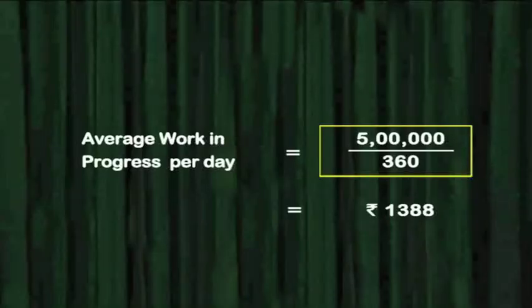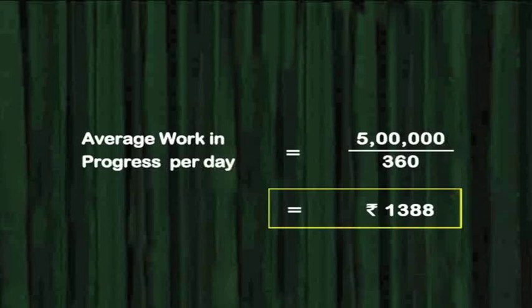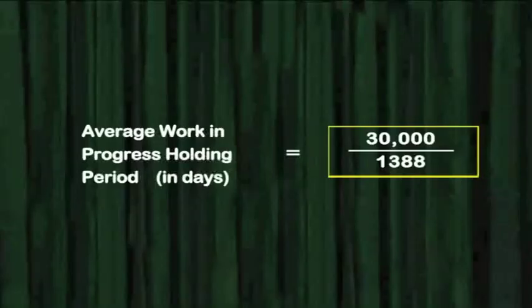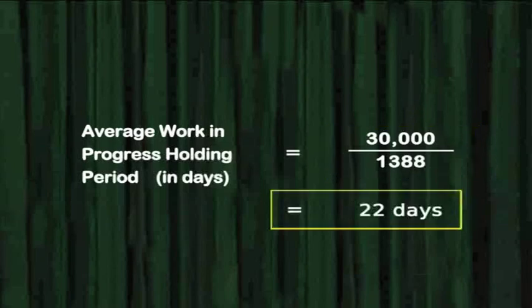5 lakh divided by 360 will give us the figure of 1388. So, putting the figure of 1388 in the denominator and the numerator to be 30,000 as given in the question, we will find out holding period of work in progress. So, it will be 30,000 divided by 1388 is equal to 22 days. So, work in progress holding period is coming to be 22 days.